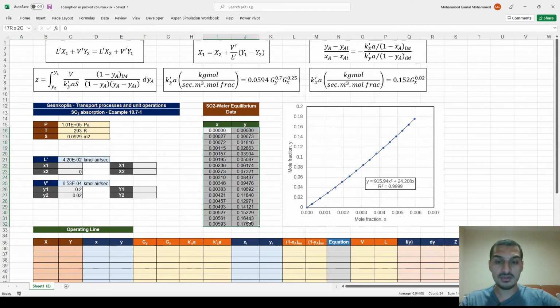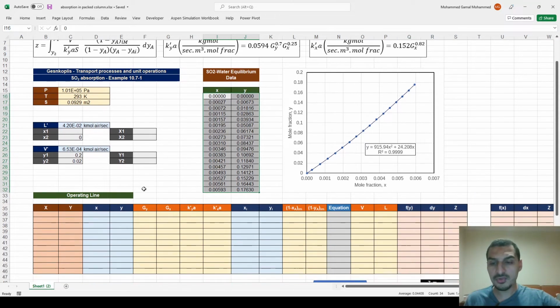These are the data I got from the graph. I put a place here for the givens, for the L dash, for V dash, and I put the values for X2, Y1, Y2. And I'm leaving all the rest of the numbers that I don't know or I'm gonna calculate blank. I put a table here.